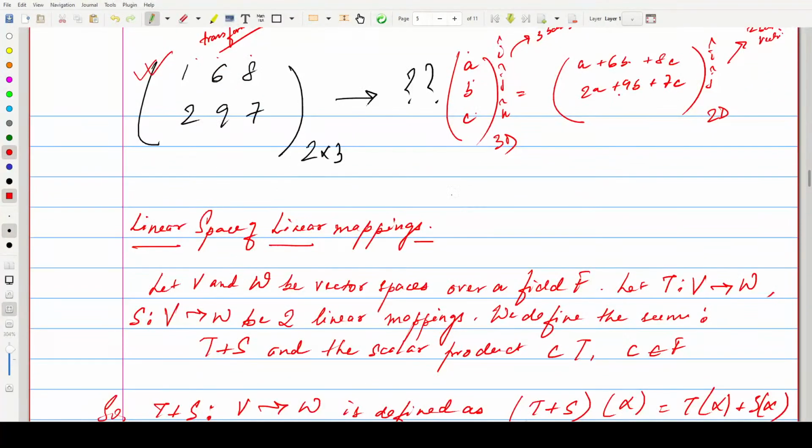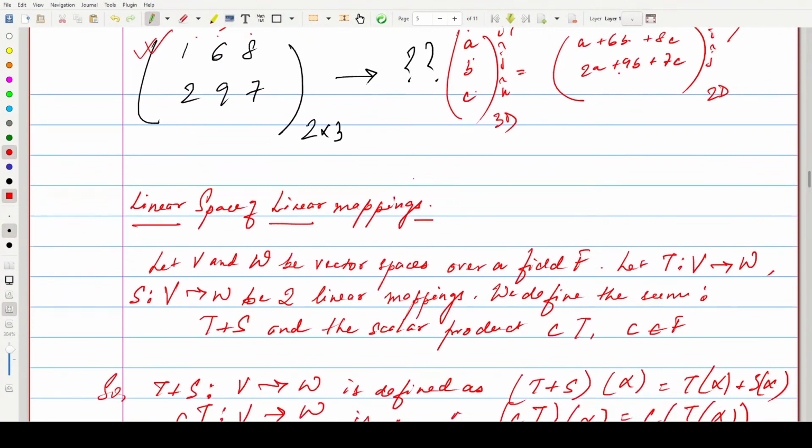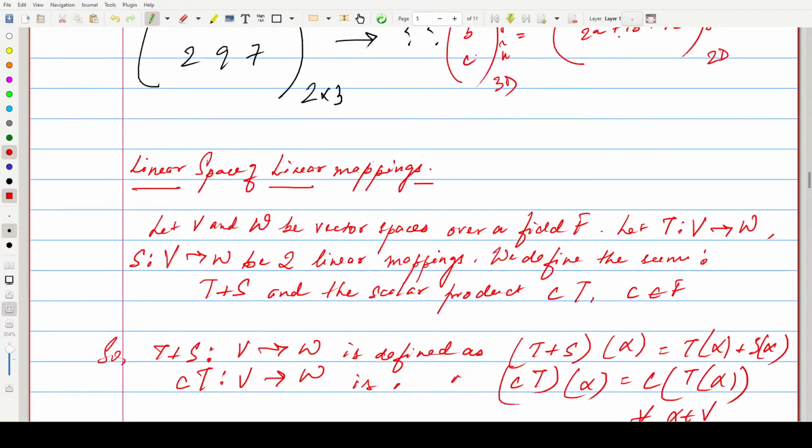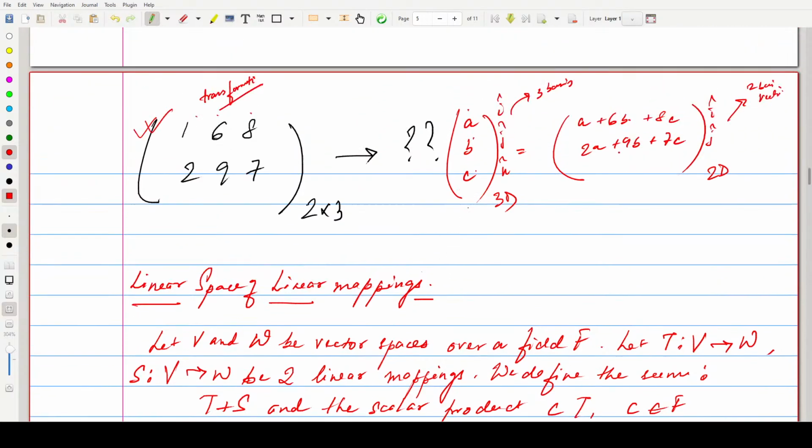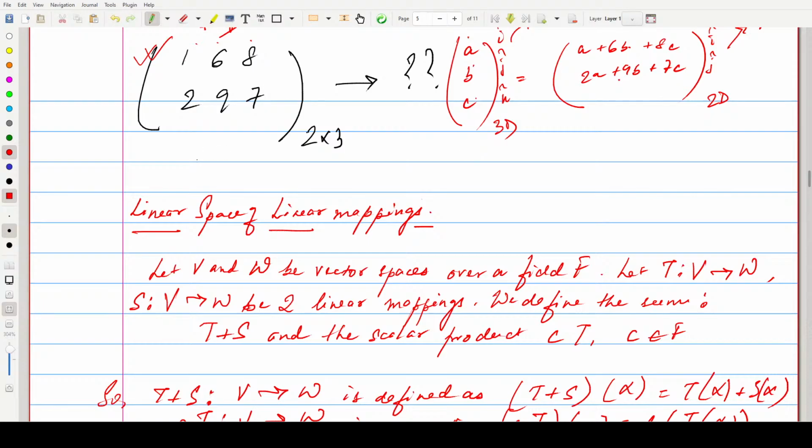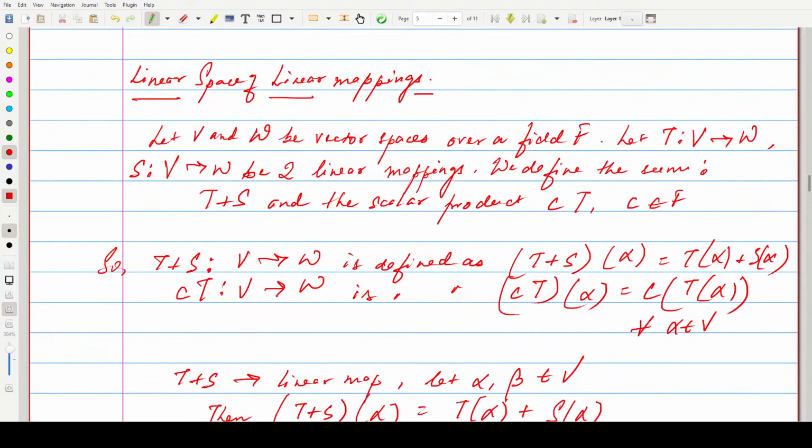Okay, so we're at this point finally where we need to find out the linear space of linear mappings, which essentially says that these linear mappings form a vector space. So how do we check that?